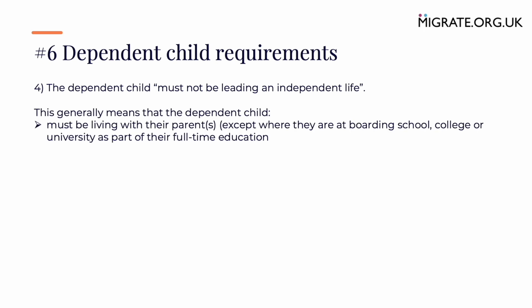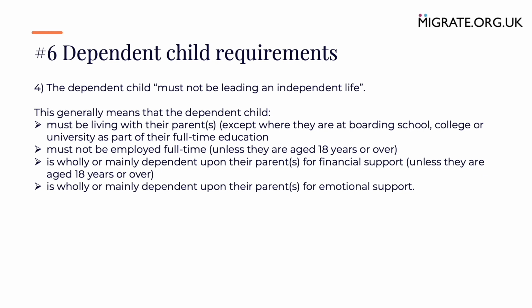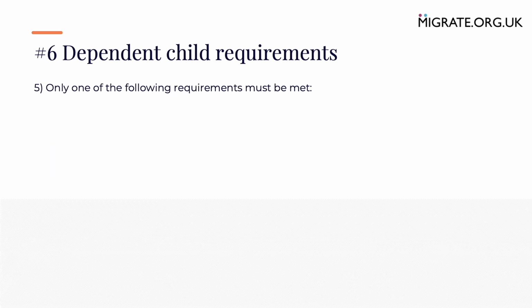This essentially means that the dependent child must be living with their parent or parents, except where they are at boarding school, college or university as part of their full-time education, must not be employed full-time unless they're aged 18 years or over, is wholly or mainly dependent upon their parent or parents for financial support unless they are aged 18 years or over, and that the child is wholly or mainly dependent upon their parent or parents for emotional support. And lastly, only one of the following requirements needs to be met.